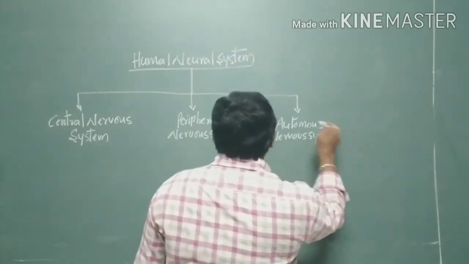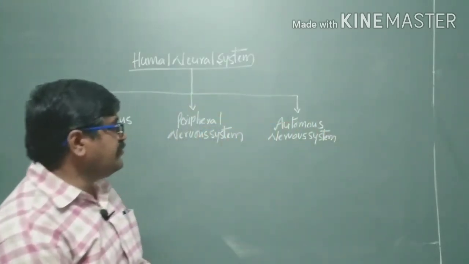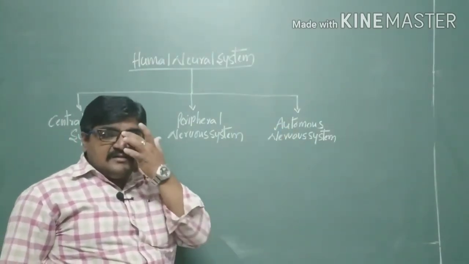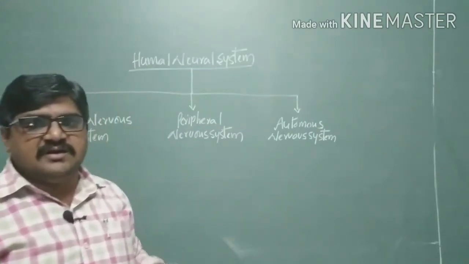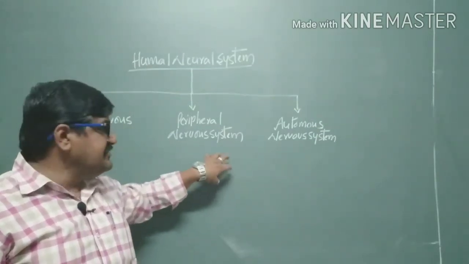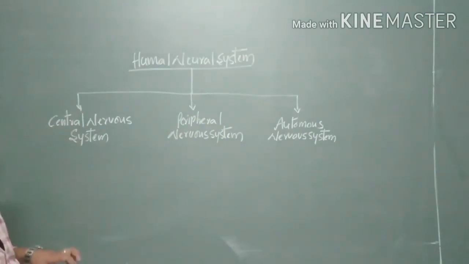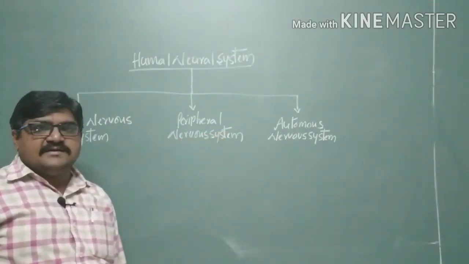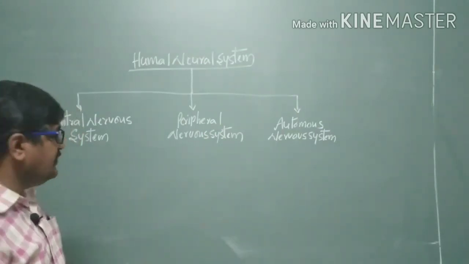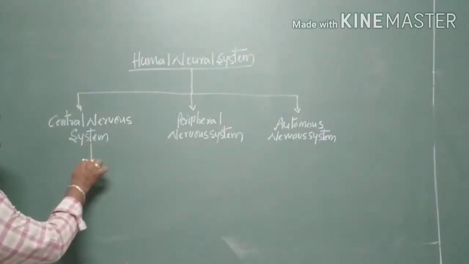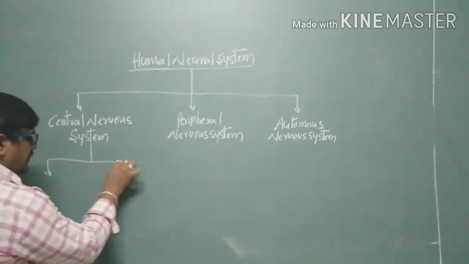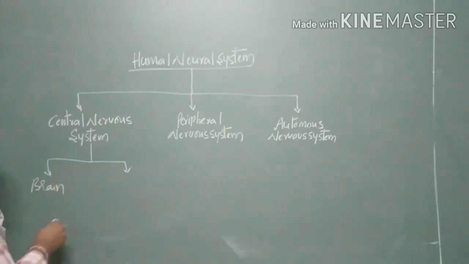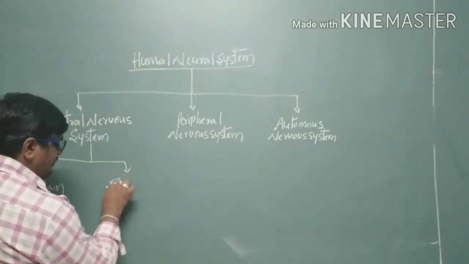Here the peripheral nervous system is divided into 2 types: the somatic nervous system as well as the autonomous nervous system. But here we can clearly differentiate the 3 types: the central nervous system, the peripheral nervous system, and the autonomous nervous system. The central nervous system is again classified into 2 parts. One is the brain, and the second one is the spinal cord.